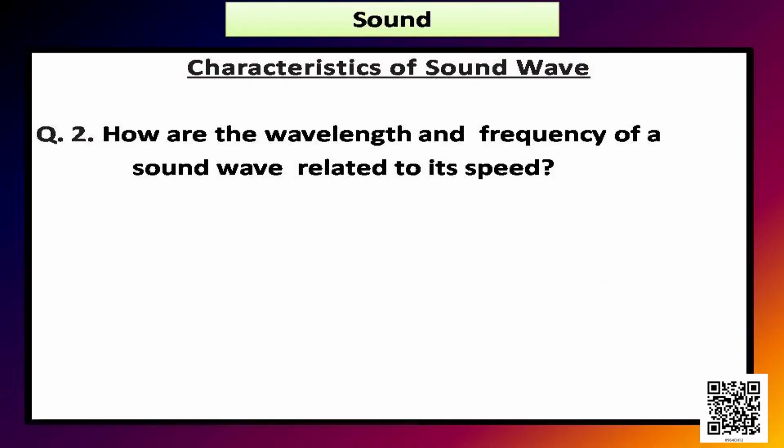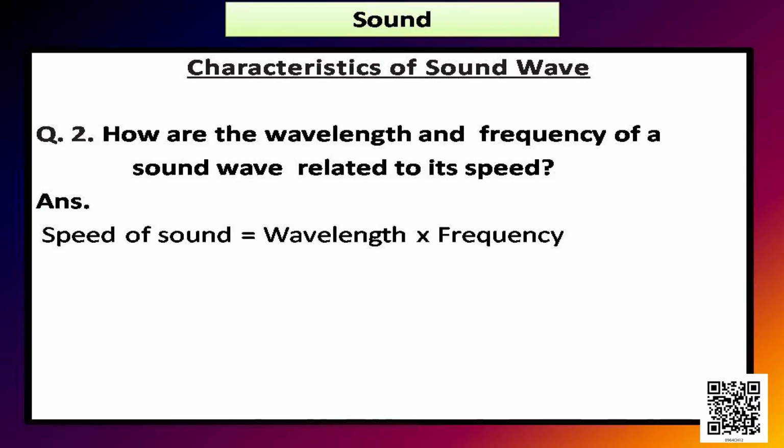Now let us go to the second question. It says, how are the wavelength and frequency of a sound wave related to its speed? So let us discuss the answer. We know speed is equal to wavelength times frequency, or v = λν.